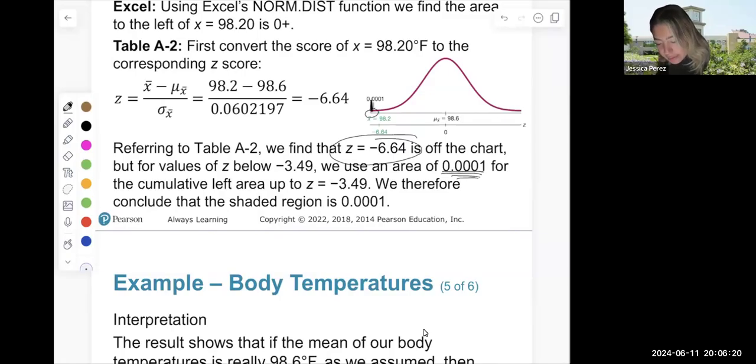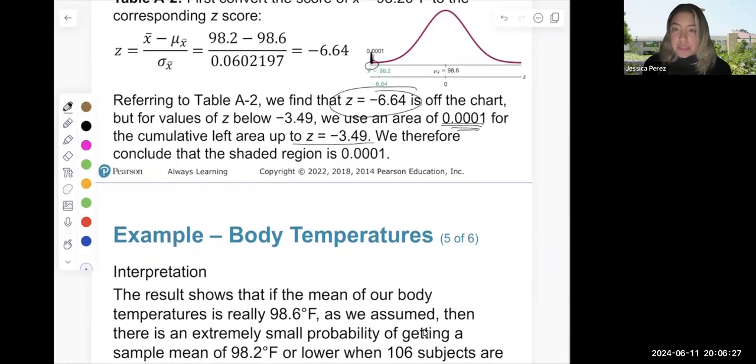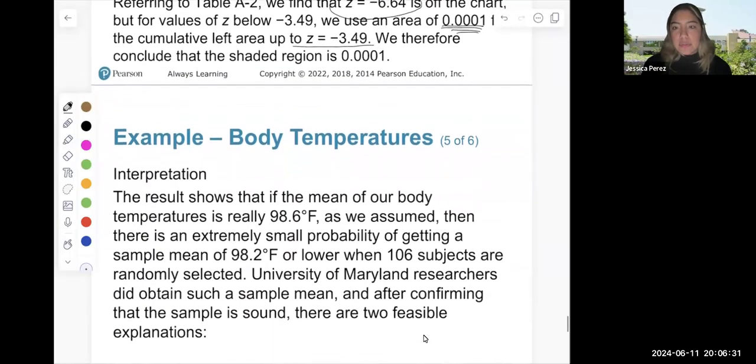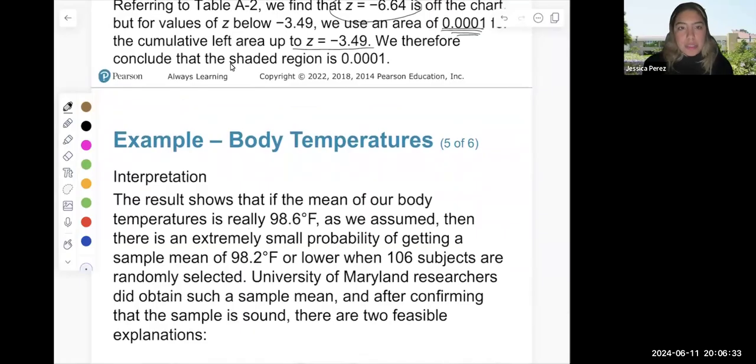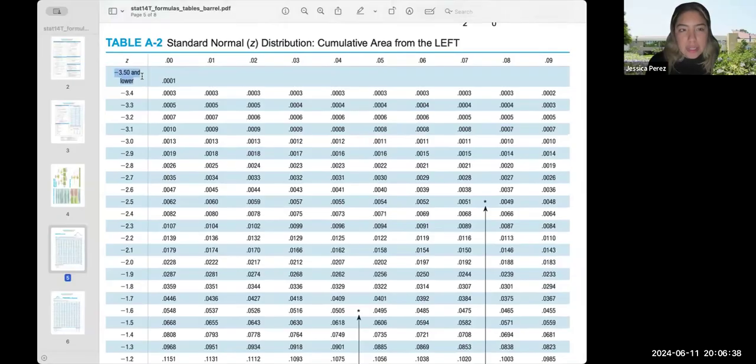Because the area is up to negative 3.5, we know that the shaded region is very close to 0.0001. If we go to our table of z-score values, it goes all the way to negative 3.50. It doesn't go any further. It's not negative 6 point something. So see how this one's 0.0001? That is the lowest it could be before being 0.